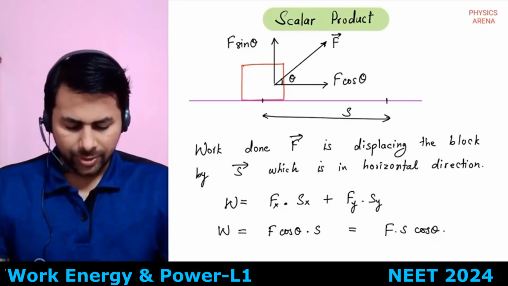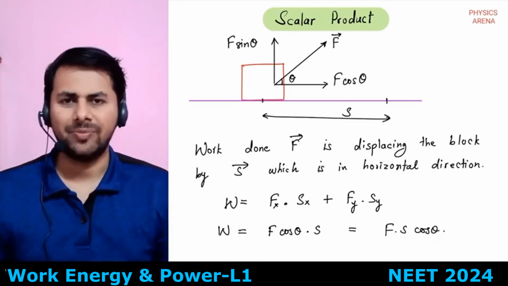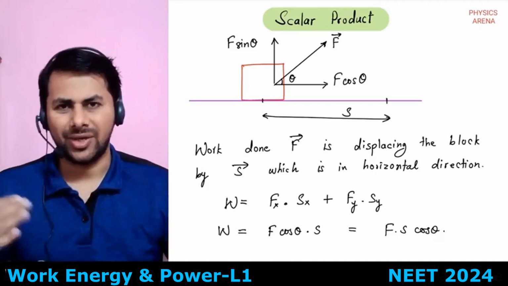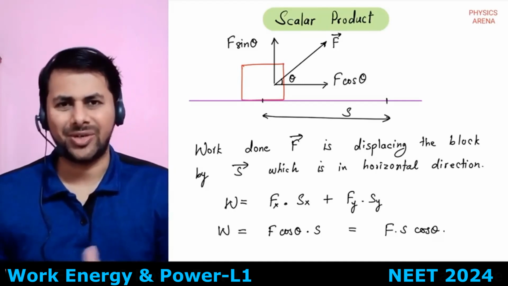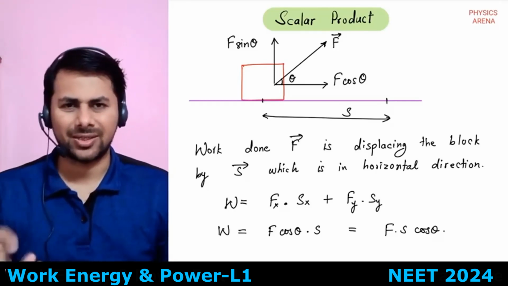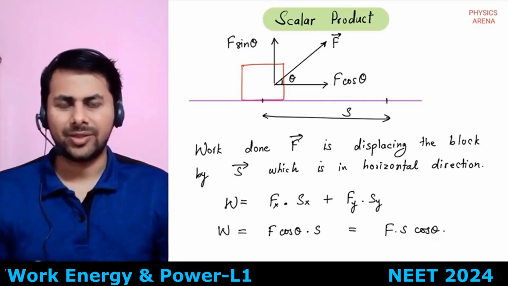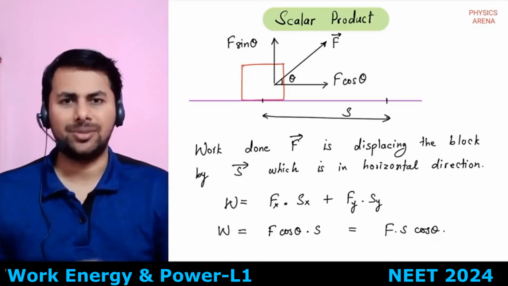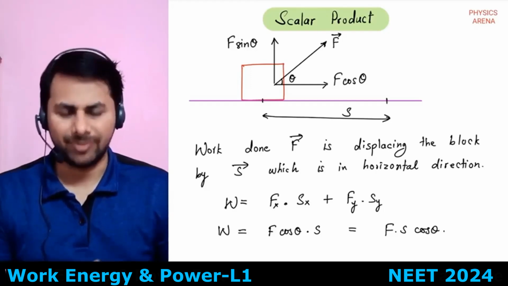You will say, how come? You are taking two vectors, multiplying them and getting a scalar. An example of this is work. We are going to study work, energy and power. Work is a scalar quantity. It doesn't have any direction, but it is the product of force and displacement.